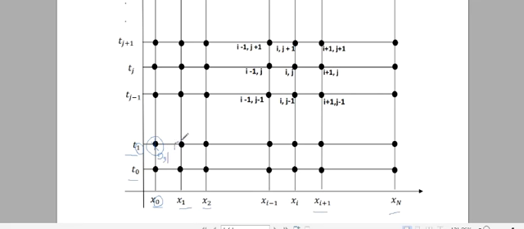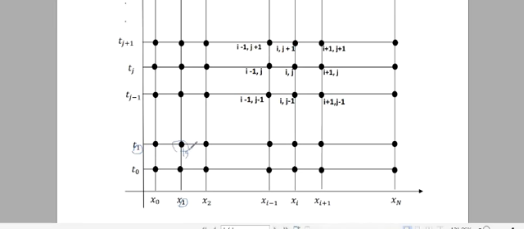The next point, please say to me. What is the index of x for this point? The index of x is 1, and the index of t is again 1. So the index for this point is 1 and 1.